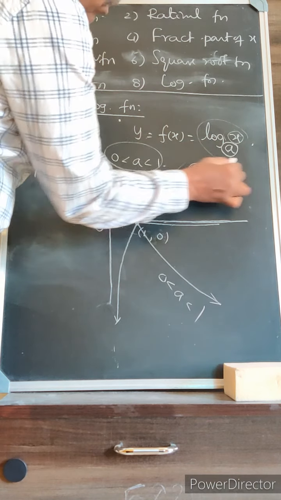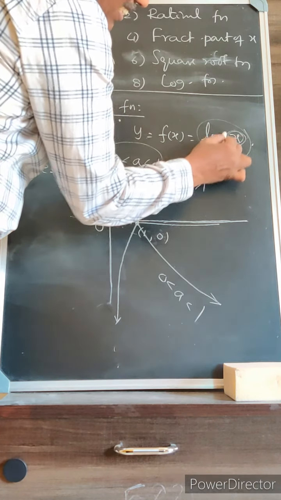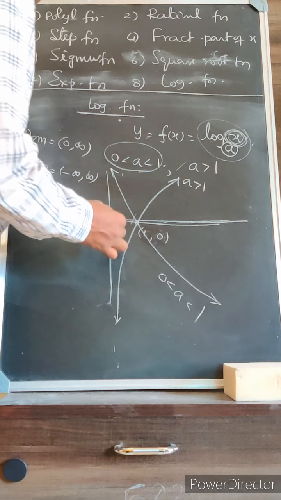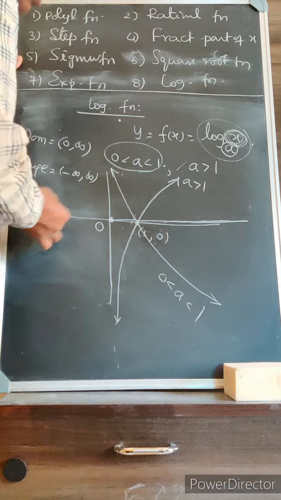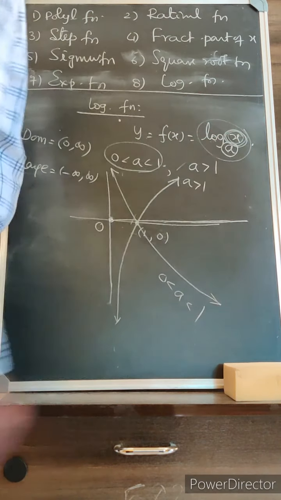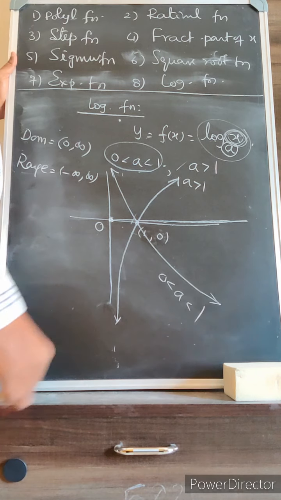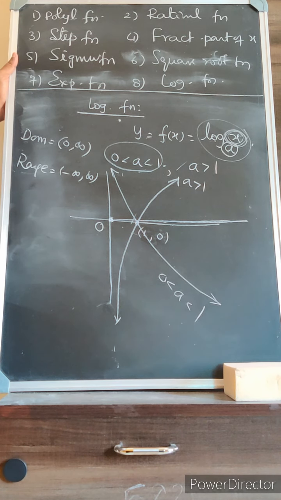So under a log function, if x is there or any quantity is there, that quantity cannot be 0 and cannot be negative. So under a logarithm, whatever quantity comes, that quantity has to be positive. With this we are ending this video explaining all the types of functions.